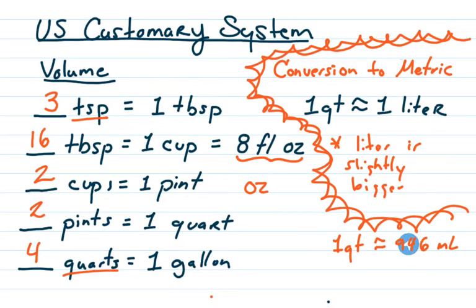And this is the conversion that I'd like you to use when we are doing our unit conversion problems. Okay, 1 quart is approximately equivalent to 946 milliliters. So it's almost a liter. Okay, 1 quart is approximately a liter.